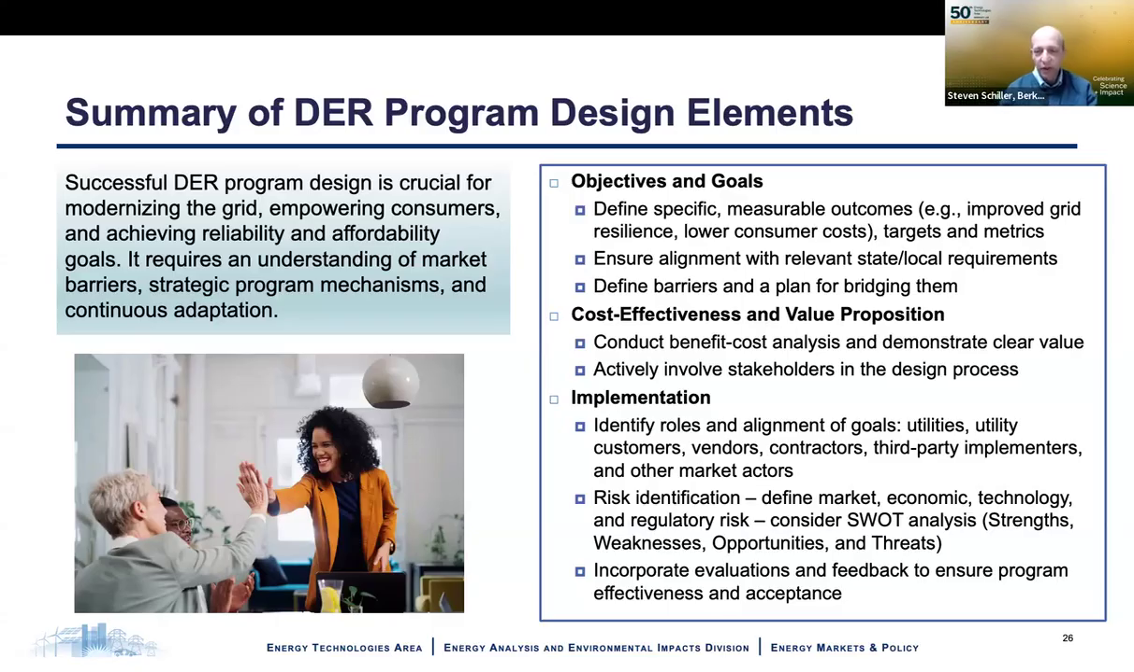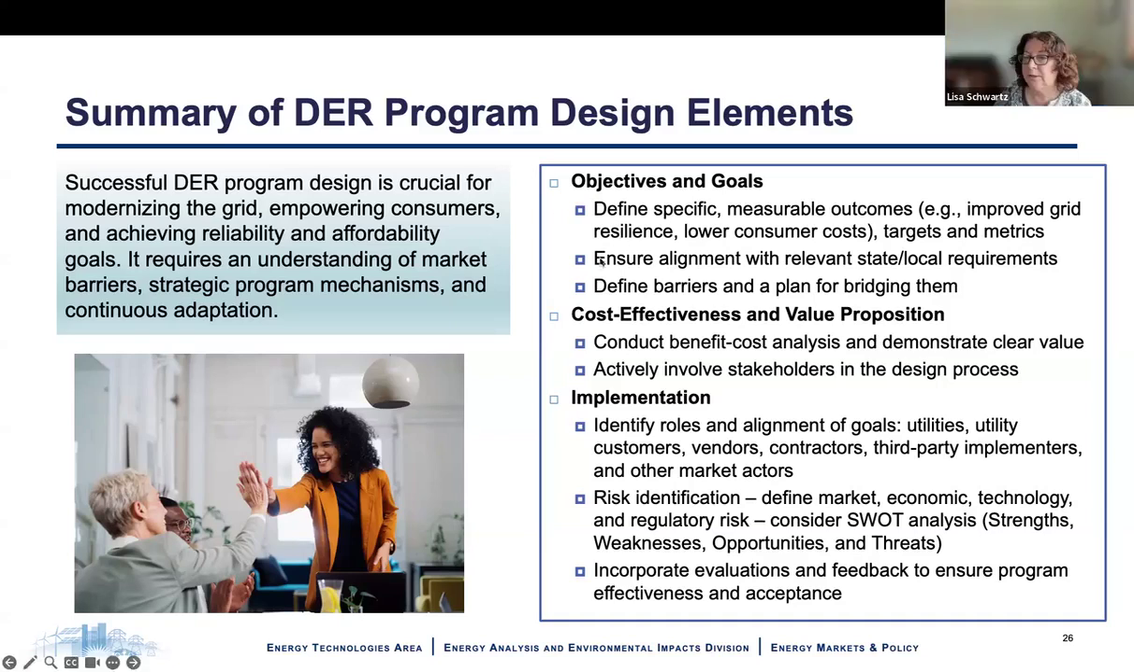You want to ensure a cost-effective value proposition, and in that implementation, identify the roles, align the goals, identify your risks, come up with risk mitigation strategies, and then incorporate the evaluations and the feedback.